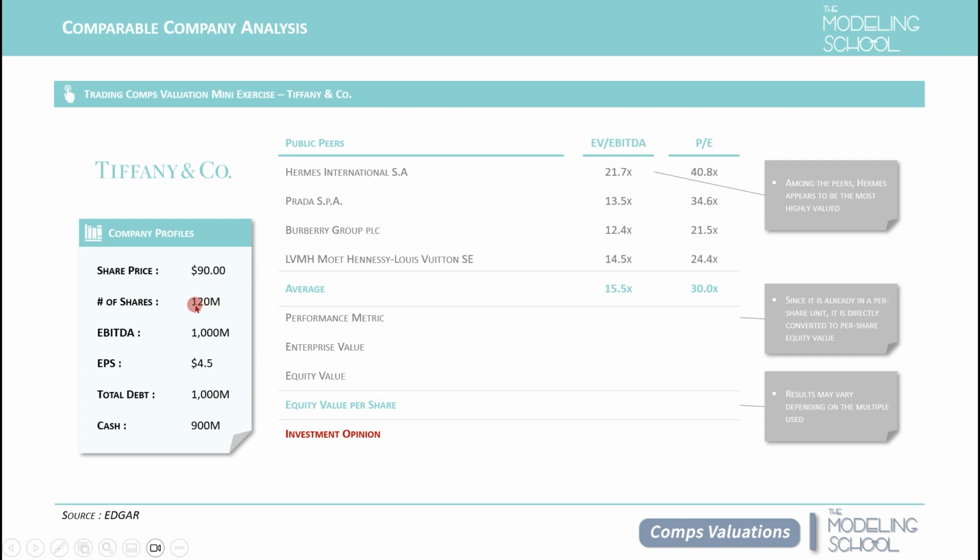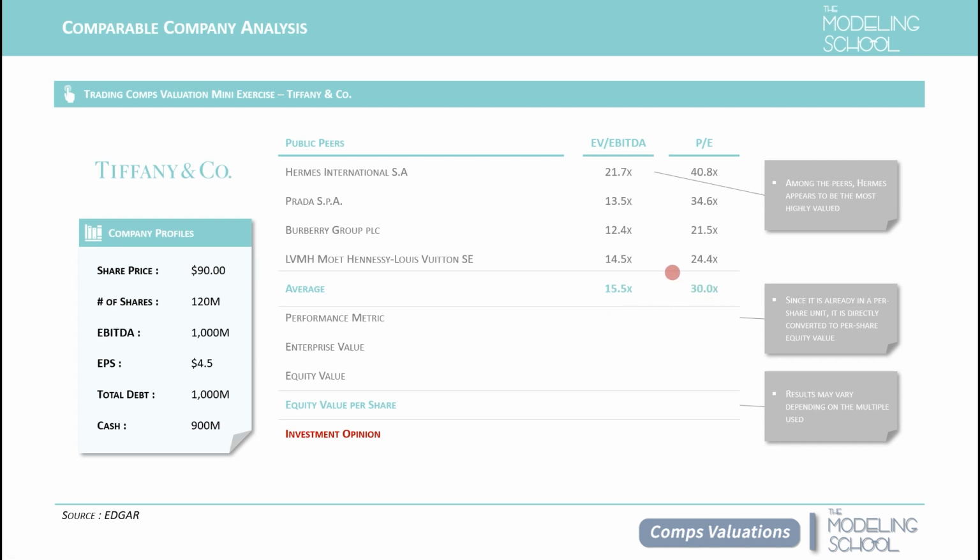There are 120 million shares. Additionally, we have data like EBITDA, EPS, cash, and total debt. We already have the data provided on the left-hand side. On the right, we have competitors like Hermes, Prada, Burberry, Louis Vuitton. For these kinds of companies, we have already gathered the EV/EBITDA multiples and the price to earnings multiples as well, which are 15.5 times and 30 times.